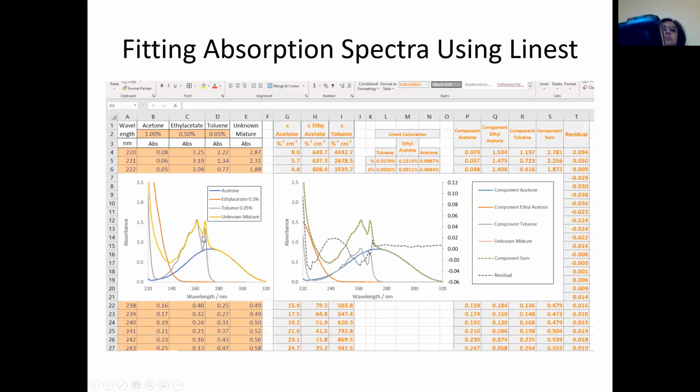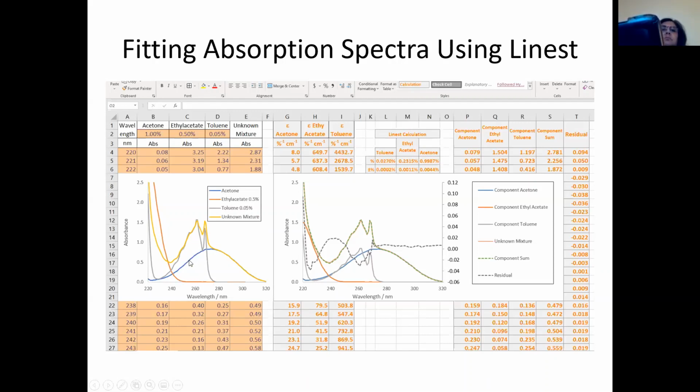Now alongside this golden one, there's a blue spectrum here, which is kind of hidden under the gold one on the right here, which is the spectrum of 1% acetone. And there's a spectrum here in gray, which is a spectrum of 0.05% toluene. And then there's a spectrum here of 0.5% ethyl acetate.